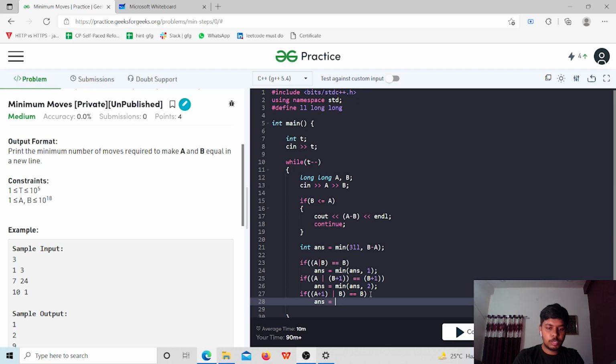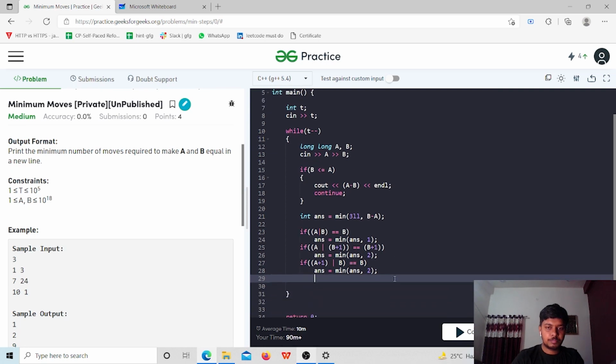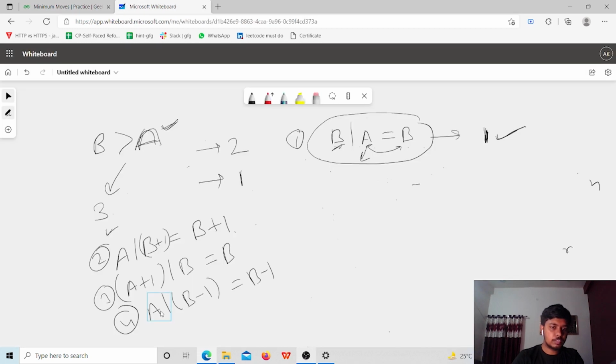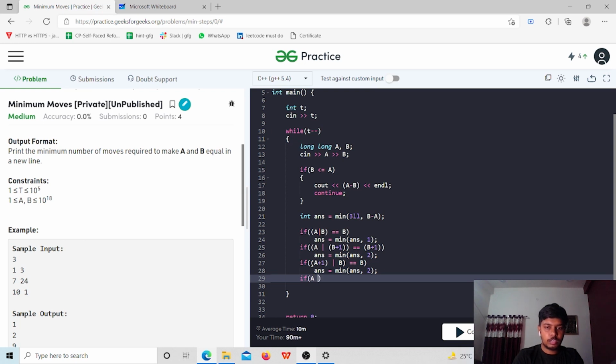Then our answer will be equal to minimum of answer comma 2. Okay. And if the last condition is a or b minus 1 equal to b minus 1, right? So a or b minus 1, if this is equal to b minus 1, then we can again say that answer will be equal to minimum of current answer or 2, right?